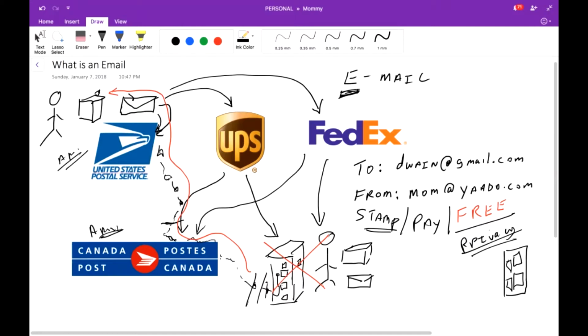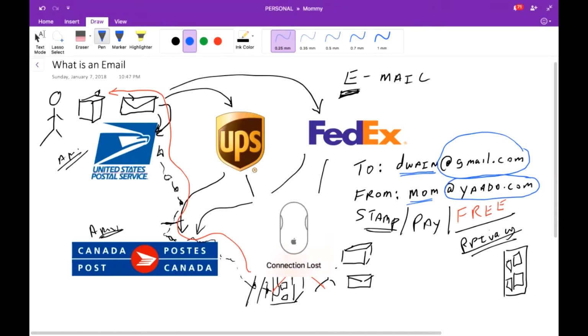So the next question that comes about is, I understand this part. I'm sending the mail to you, so this is your name and this is my name, mom at whatever, right? But I don't understand this at Gmail part and this at Yahoo part. The only way I could explain this is to think of at Gmail as one of these services. So let's pretend that Gmail was FedEx. So Gmail would be FedEx.